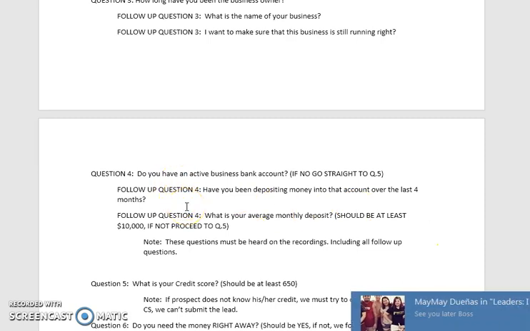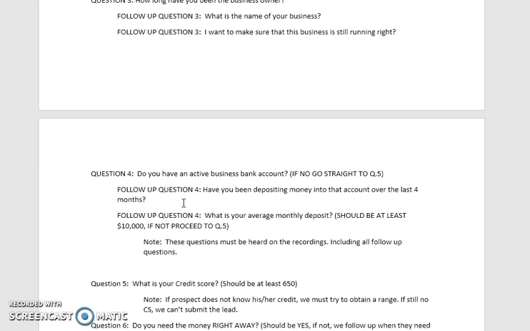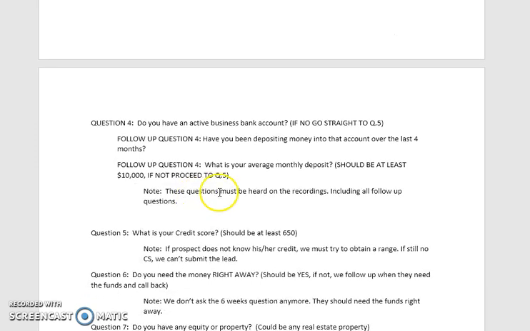There's a lot of agents who kind of are missing this part. We have to make sure this is being asked, okay? They should be depositing over the last 4 months, but there are some exceptions. Some business owners do deposit on a quarterly, biannual basis. That's okay, as long as they suffice an average of $10,000. It's a case-to-case basis, but most of them do deposit over the last 4 months.